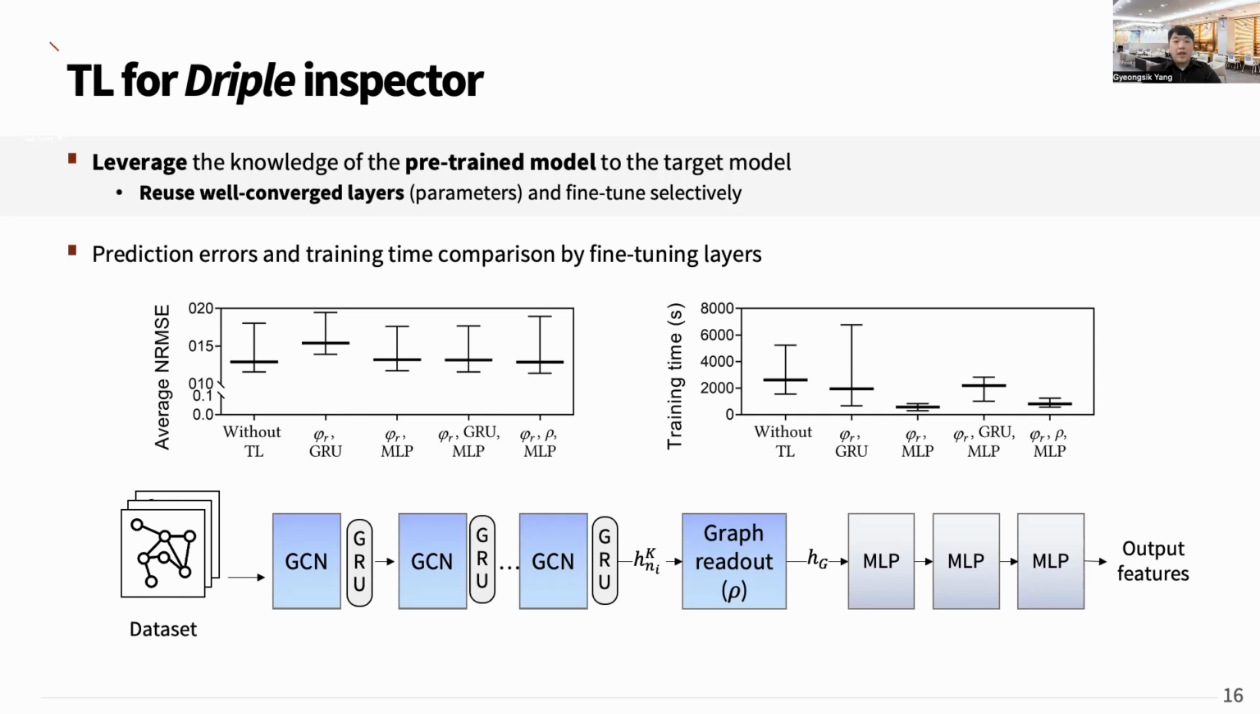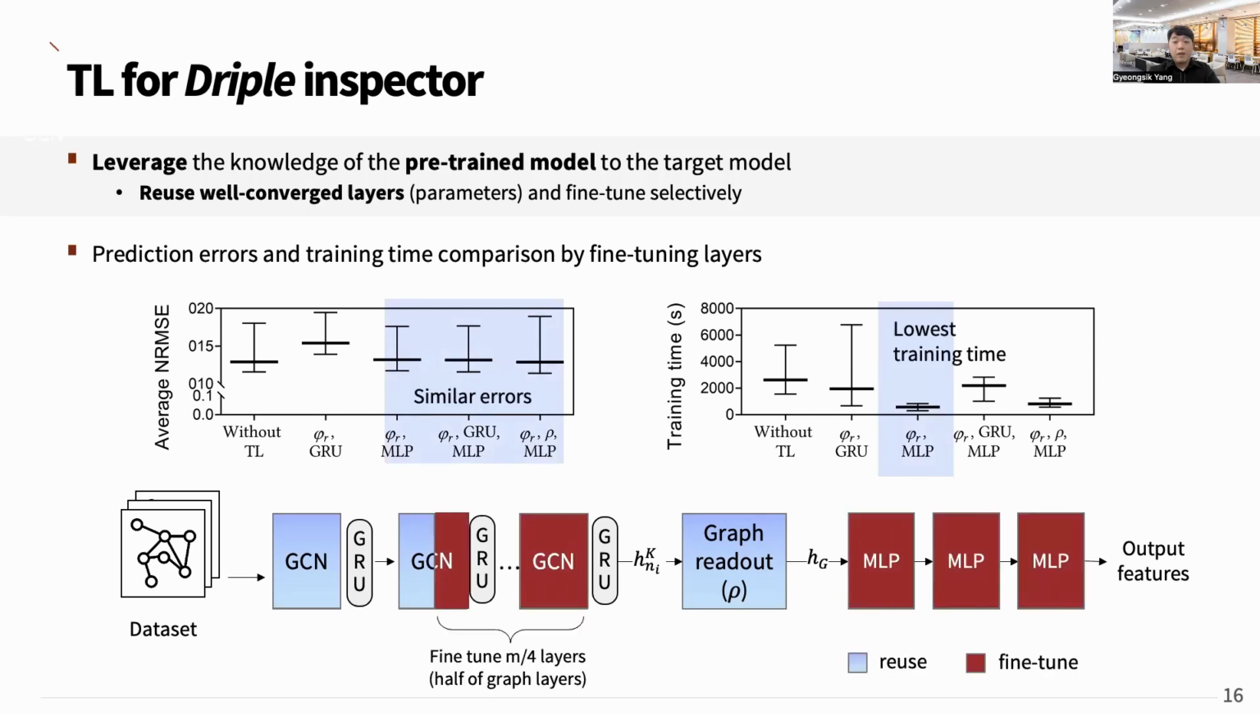To choose which layers Dribble inspector fine-tunes or reuses, we conduct the following experiments. By changing the sets of layers to fine-tune, we measure the prediction accuracy and training time. Then, by considering both the measured metrics, we fine-tune half of the graph layers and the MLP layers. The remaining layers use the parameters of the pre-trained model.